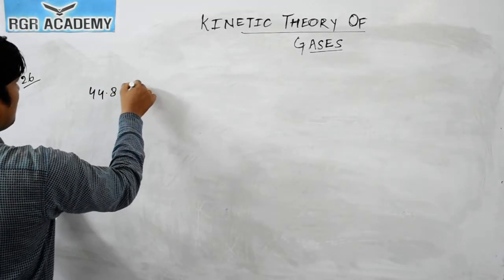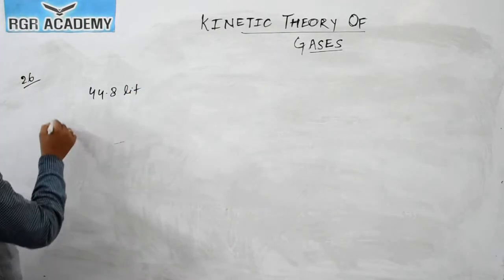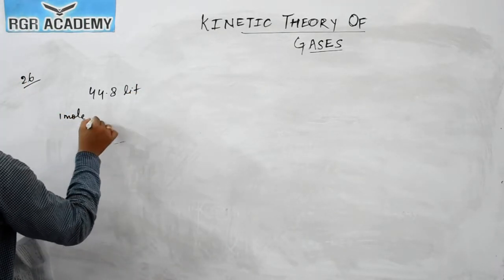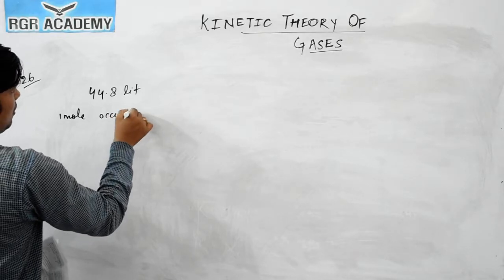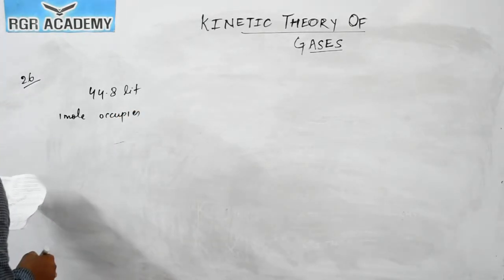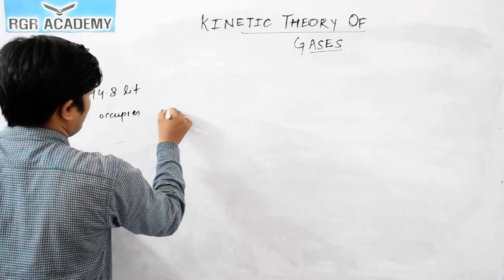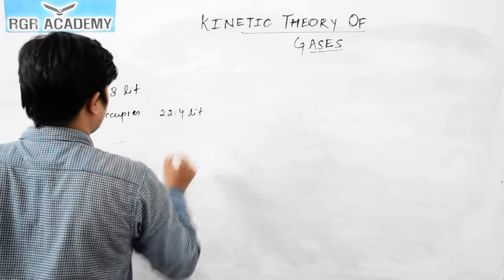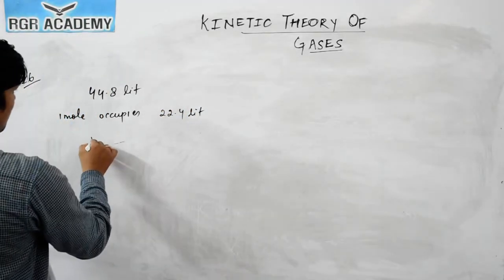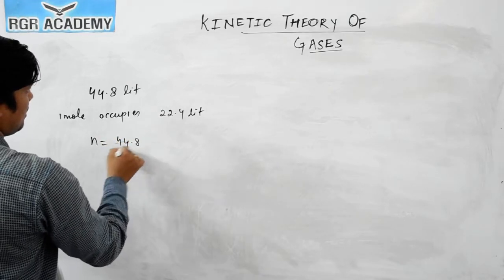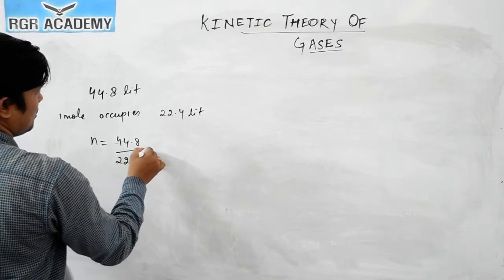44.8 liters. Now we know that 1 mole of gas occupies 22.4 liters. So we can say that the number of moles will be equal to 44.8 divided by 22.4, that is 2 moles.